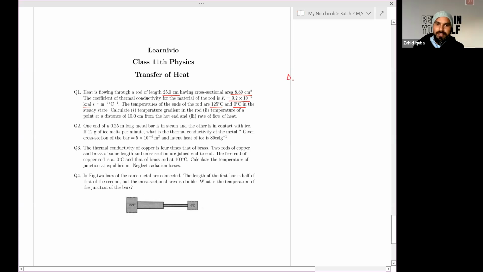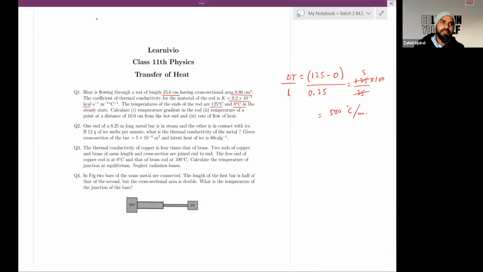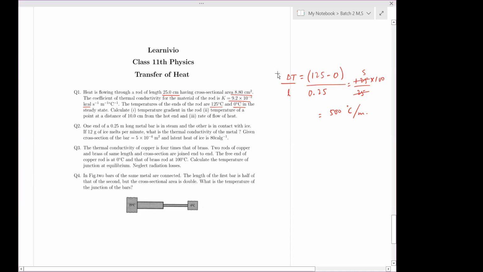Good. So in this part, we have a change in temperature between 125 degrees Celsius and 0 degrees Celsius, so it will be 125 minus 0, divided by the length of the wire, 25 centimeter. In terms of meter, it will be 0.25. So it will be 125 divided by 25 into 100, which is 500 degrees Celsius per meter. This will be the temperature gradient. Is it clear? Yes, that's clear.